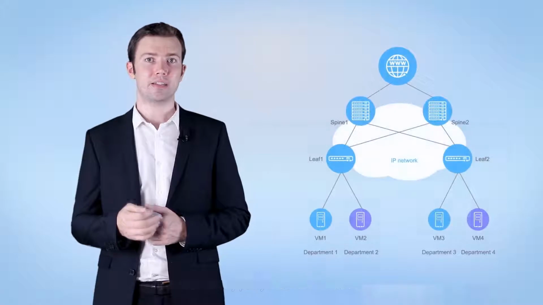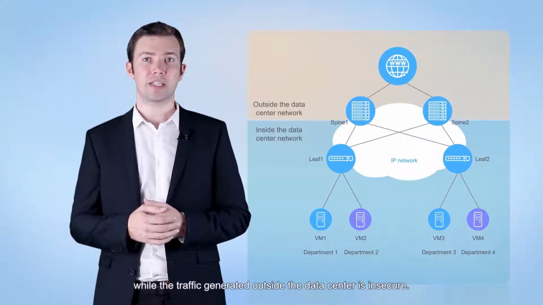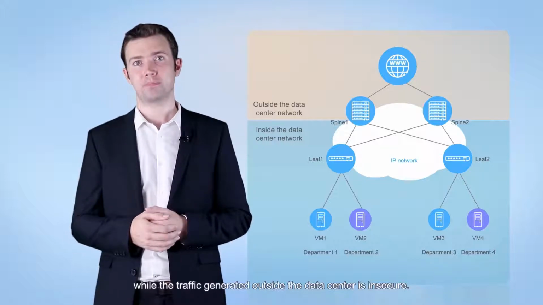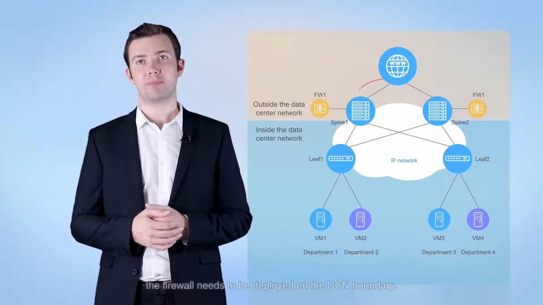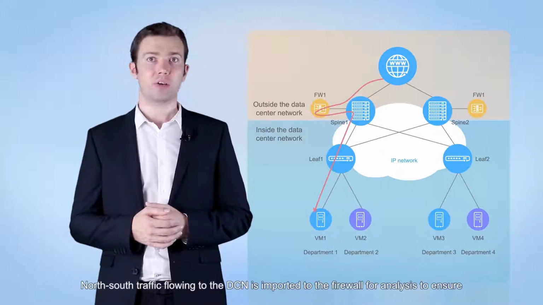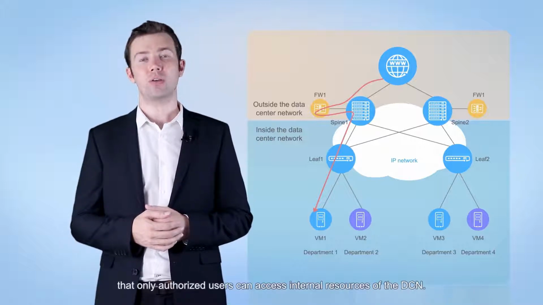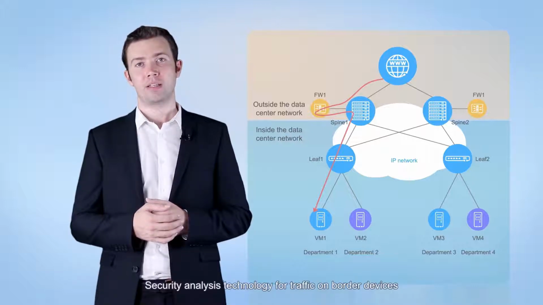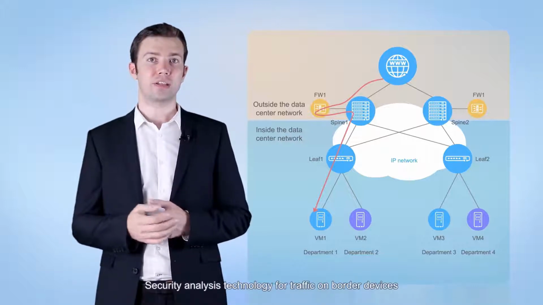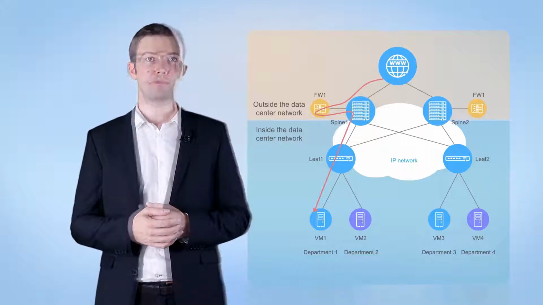In the past, our security policy was based on the idea that the traffic generated in the data center is secure, while the traffic generated outside the data center is insecure. Therefore, the firewall needs to be deployed on the DCN boundary. North-south traffic flowing to the DCN is imported to the firewall for analysis to ensure that only authorized users can access internal resources of the DCN. Security analysis technology for traffic on border devices is also known as border security technology.